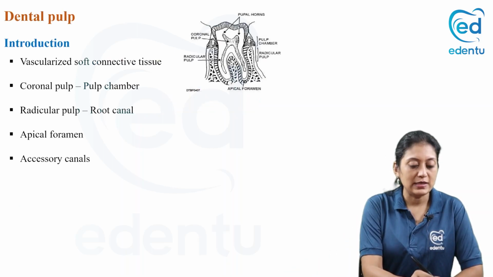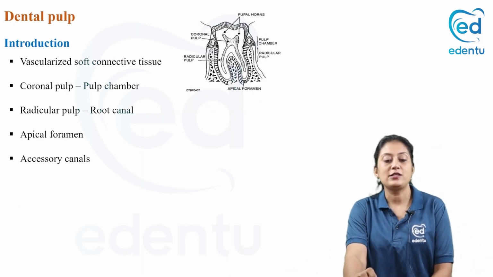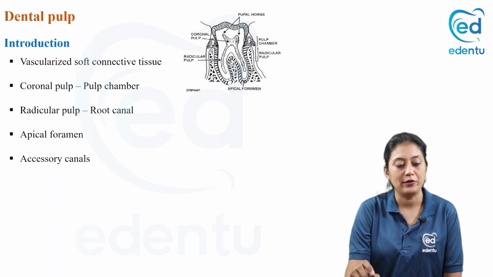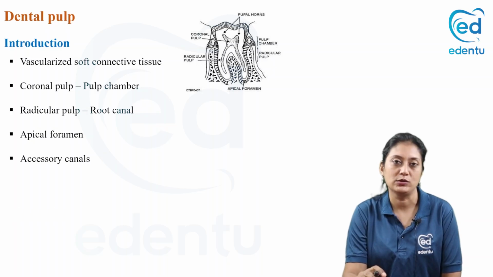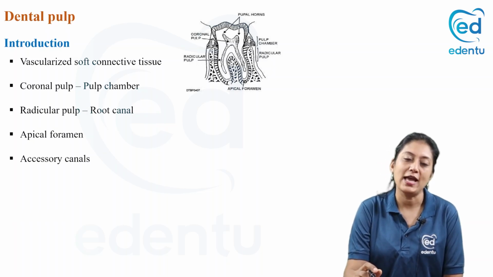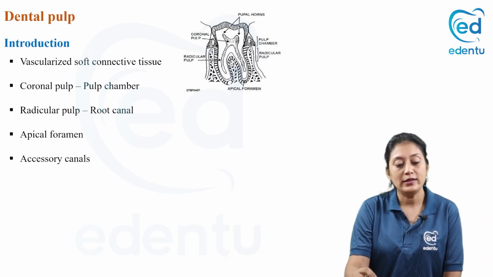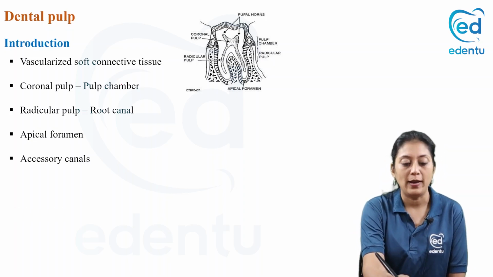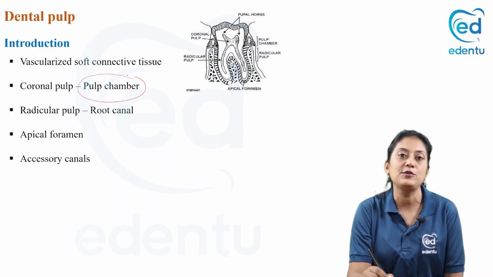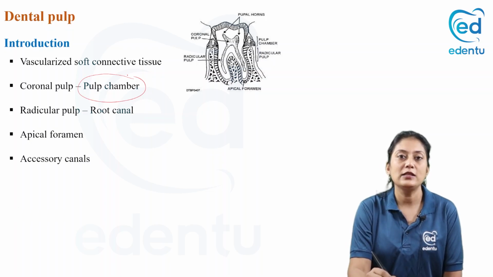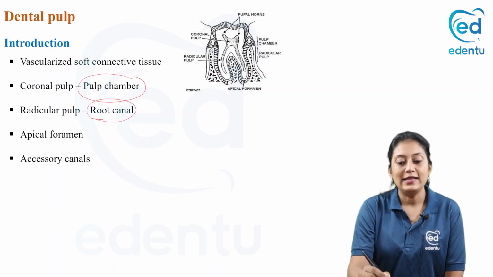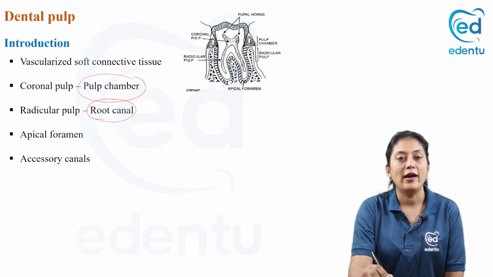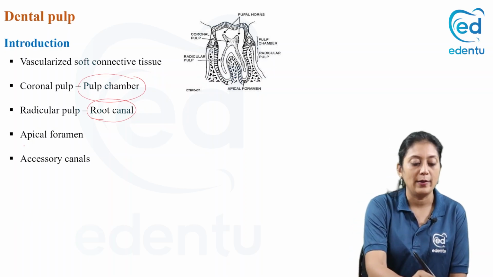Dental pulp is a specialized vascularized soft connective tissue, like your periodontal ligament, and you have it inside the tooth, both in the crown portion as well as the root portion. In the crown portion it is called coronal pulp, and you use the word pulp chamber to describe it, whereas in the root part you will use the word root canal. And at the end of this pulp, you have the opening in the root, which is called apical foramen.